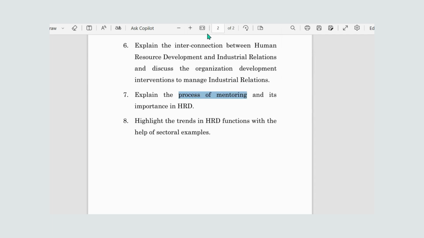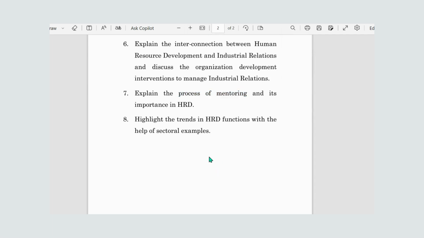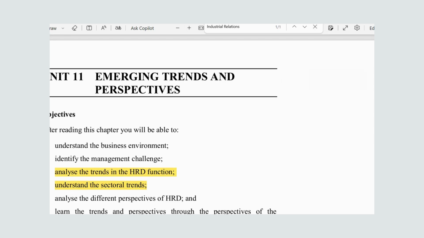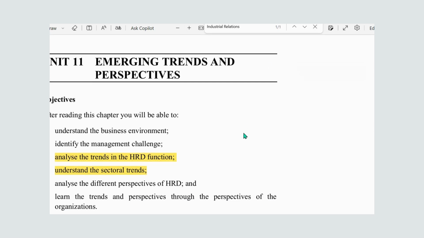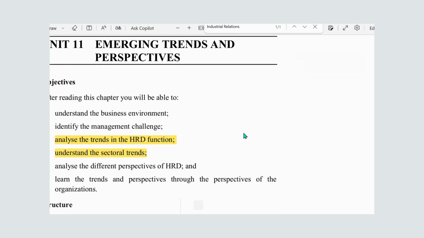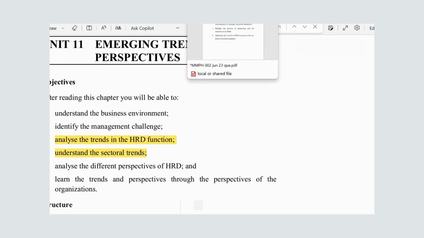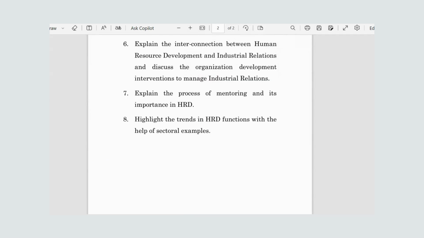Let's see the last question. Highlight the trends in HRD functions with the help of sectoral examples. This question has come from Block 4 Unit 11, Emerging Trends and Perspective. In this unit, you can find the answer for the trends in the HRD function and understand the sectoral trends. So now let's see the answer that I prepared for it.